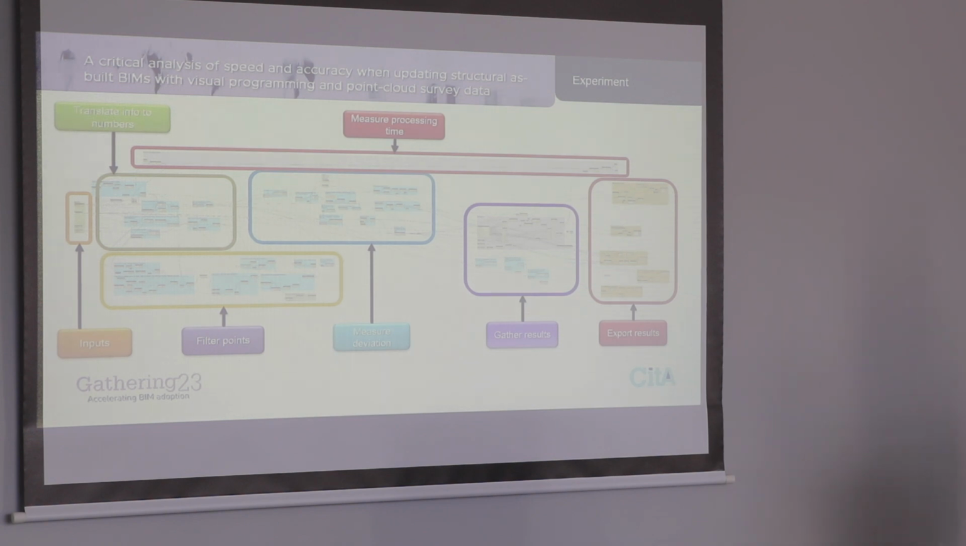But the main thing is I get the inputs. The inputs are the design model, the laser scan, and the tolerance for the project. In this case here it was 25 millimeters. And then the script turns those point clouds into numbers, X, Y, and Z, and then measures each of those points to the design model.